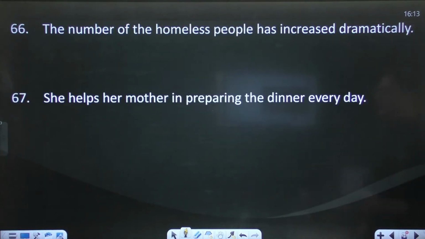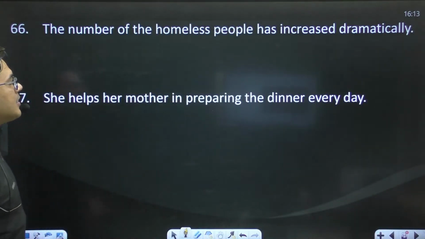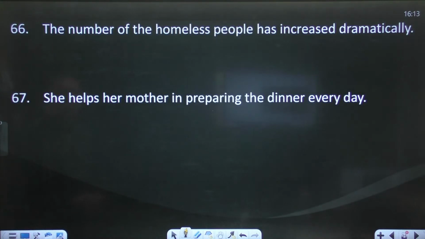Okay, the next sentence is: the number of the homeless people has increased dramatically. Yes, what do you think of this sentence?